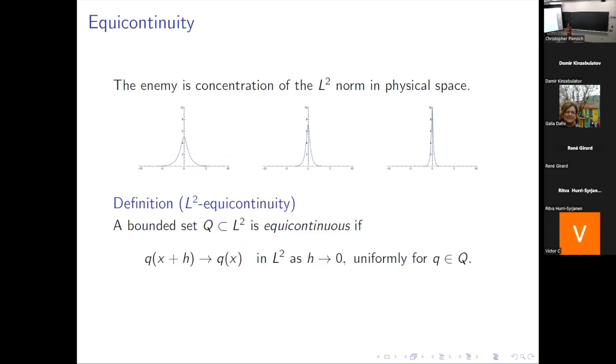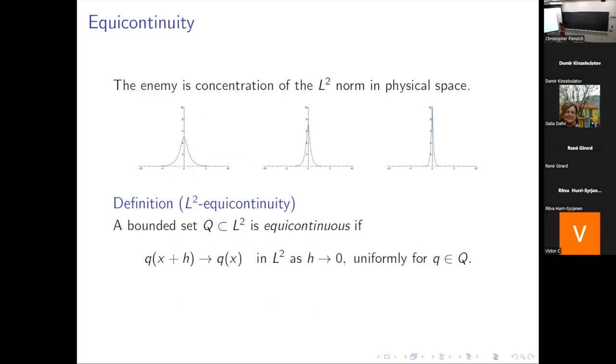Okay, so when we started looking at the problem, we started thinking, well, what is our enemy here? We want to study the problem in L2. L2 is a conserved quantity. So there is no fear of the L2 norm growing, right? The only fear is that the L2 norm might concentrate in space, right? So you might have something that looks like this, started with a profile like that, and then as time goes on, it concentrates more and more and more in one or more locations in space. And what can prevent that is equicontinuity.